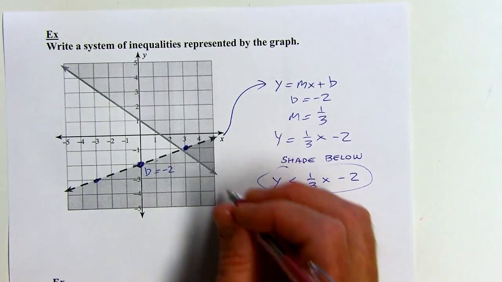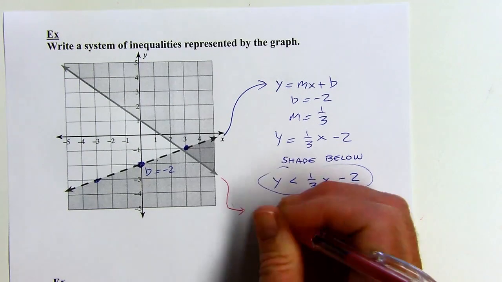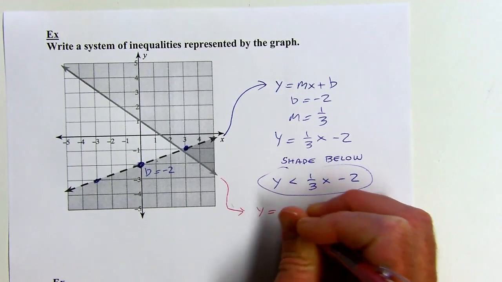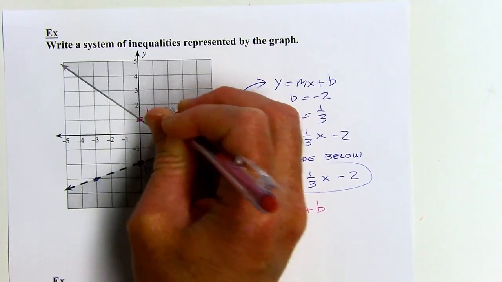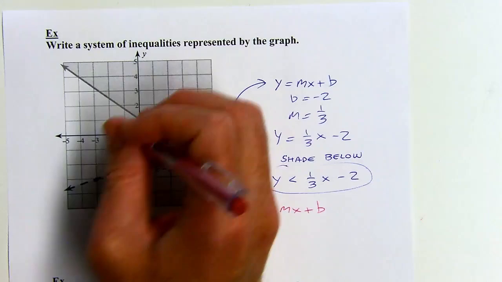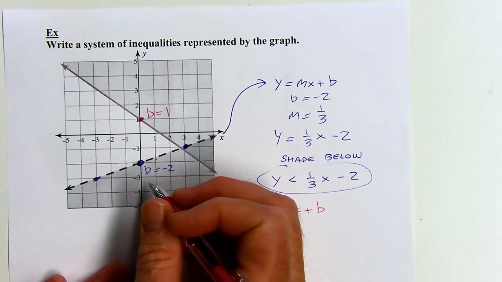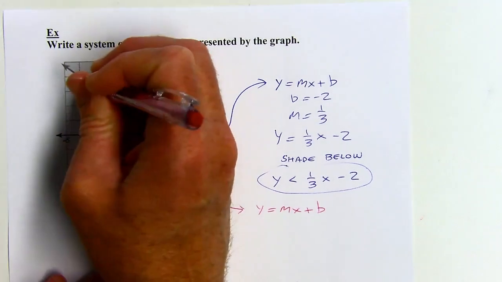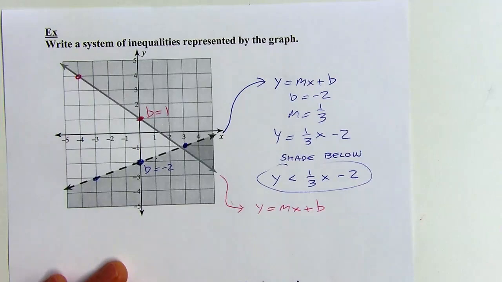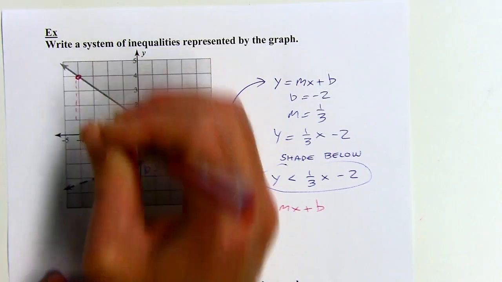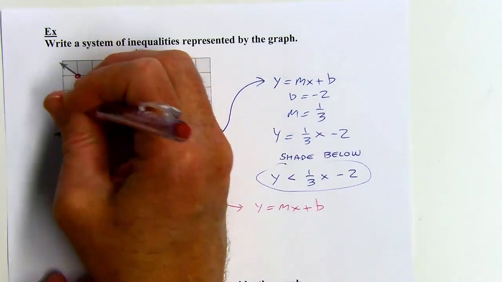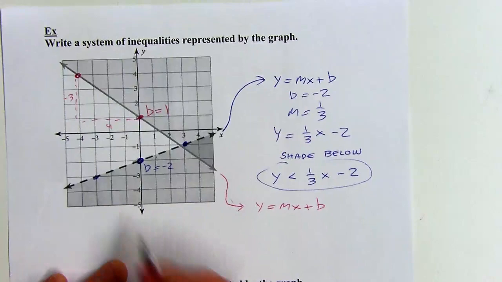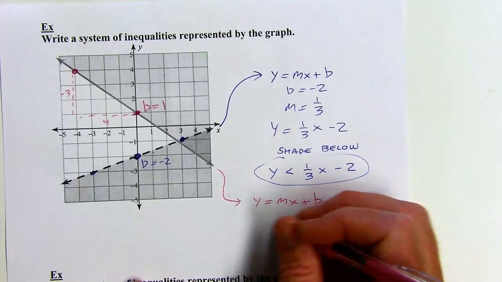Okay, so now let's repeat the process. So I'm looking at this one now, y equals mx plus b. I'm thinking, well, let's see, the y-intercept is 1, and then I'm looking for another point. So it looks like that one's right on the grid, right? So I can think, okay, I'm going down 3 to the right, 1, 2, 3, 4. Down 3 to the right, 4. So that means my slope would be negative 3 over 4.